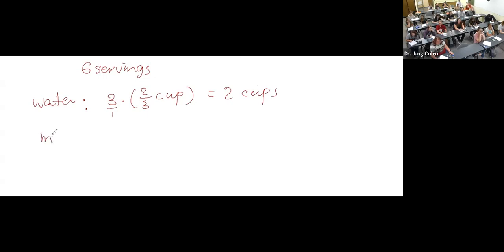How about milk? You can use different strategy. This is one way, right? So milk. How about corn? I took the 2 tablespoons times 3. So you did 2 servings times 3. Okay, so 2 tablespoons times 3 is what? 6 tablespoons. Okay, that's right.